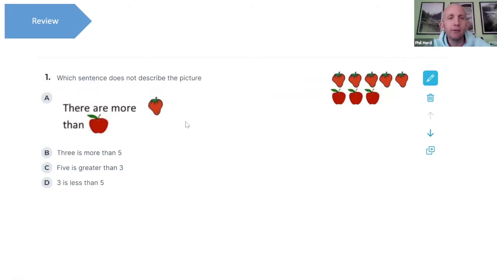So here is one where we give the children multiple choice. We're looking at perhaps an early years, year one type example here. But what the children have to do is just work out which sentence does not describe that picture. And one of the things I like about Showbie is the fact that you can put the picture in there just to aid the learning.